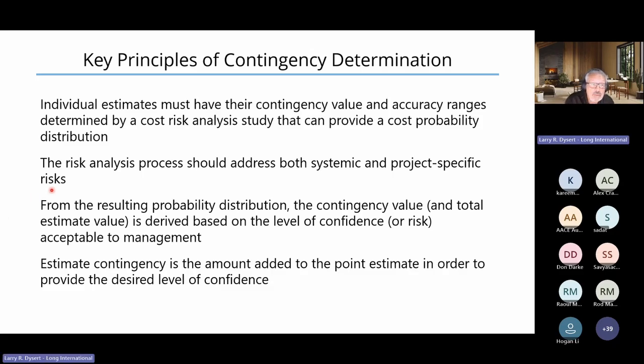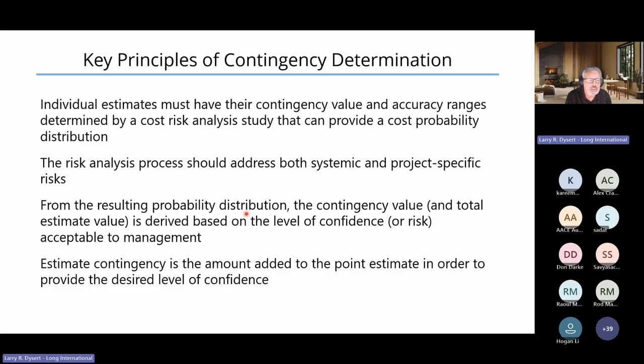And once I have that resulting probability distribution, now I can determine the contingency value based on how much money I need to add to reach management's preference on a probability of underrun. Most often, on certainly most common projects within our organizations, that's probably the median value or the mean value, one or the other.